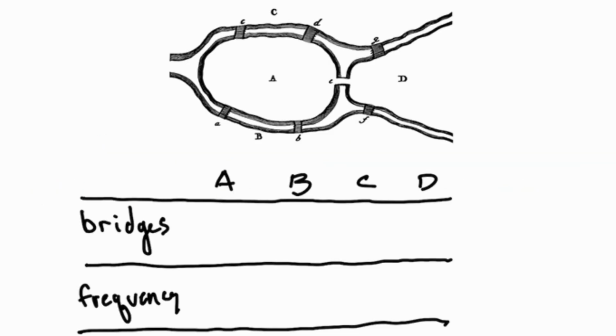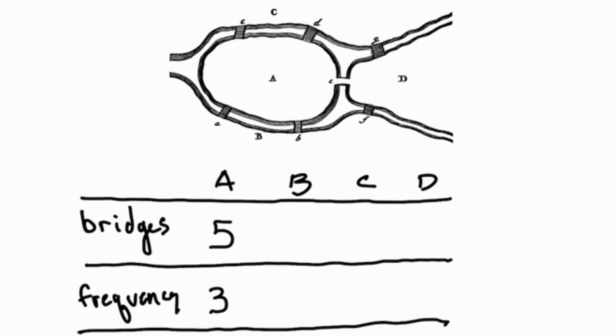Now that we know how many times each land area's label has to appear in a string representing a walk, let's go back to the original Königsberg diagram and take a look at how many bridges are connected to each land area and the frequency with which that land area's label must appear in our walk's string. So for land area A, we have 1, 2, 3, 4, 5 bridges. And using the formula we came up with, we'll need 5 plus 1 divided by 2, which is 3 times that it has to appear in the string representing the walk.